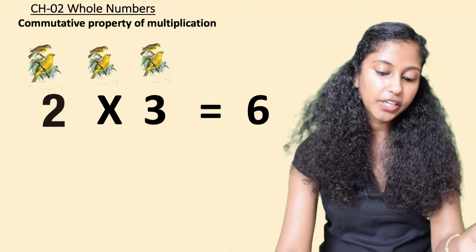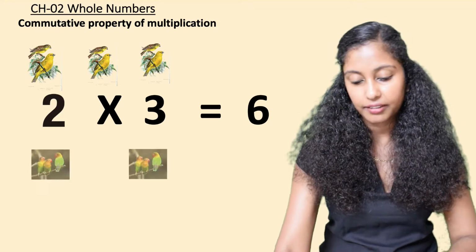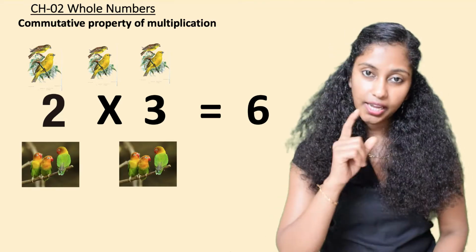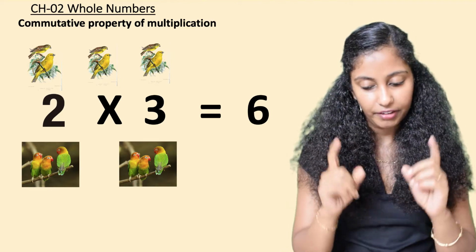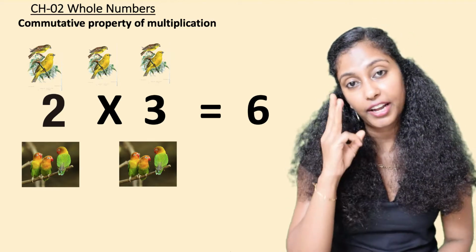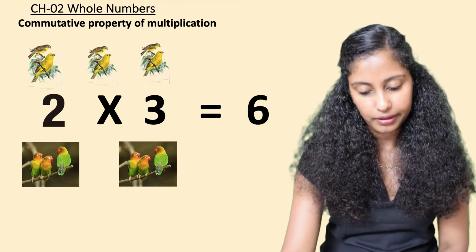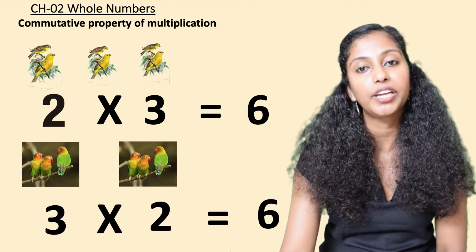Now instead of taking 2 multiplied by 3, let us see another example where they have given two pictures, each with one branch, and on each branch there are three birds, three parrots. So 3 multiplied by 2, here we get 6.